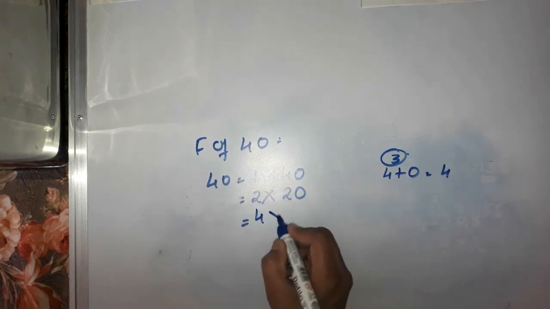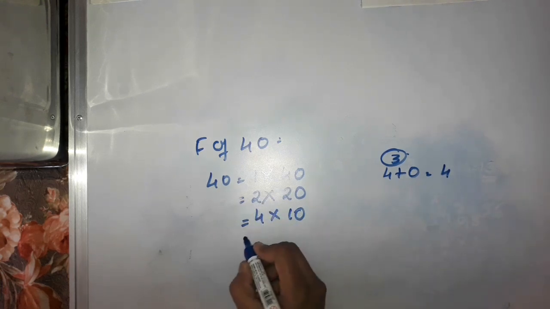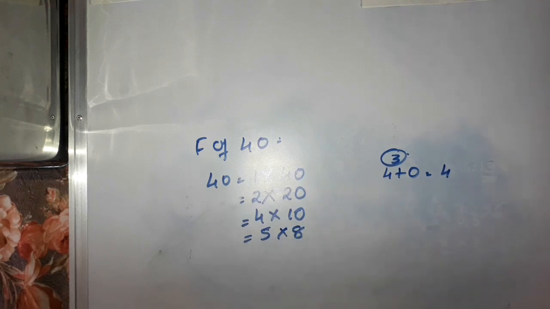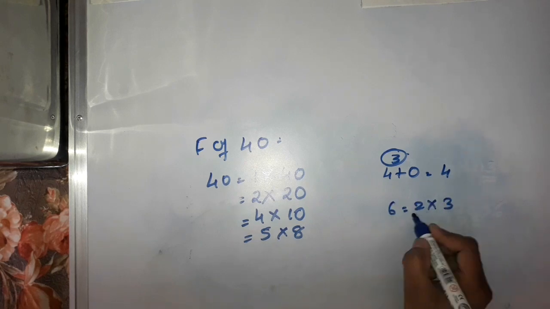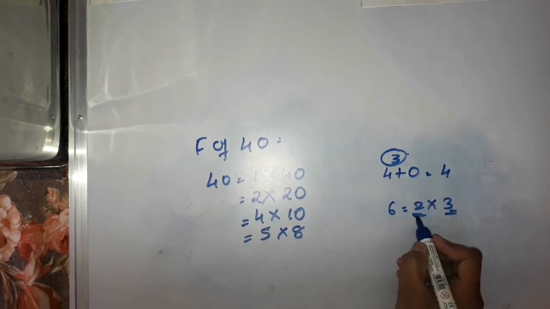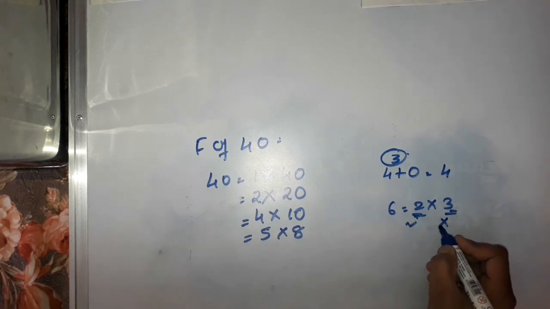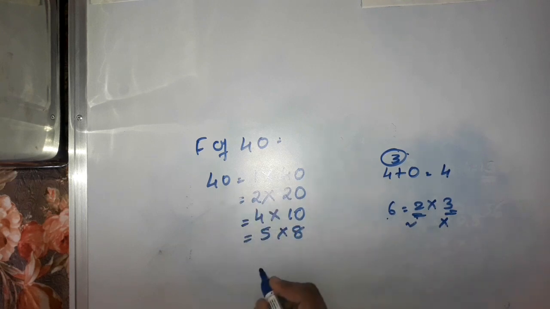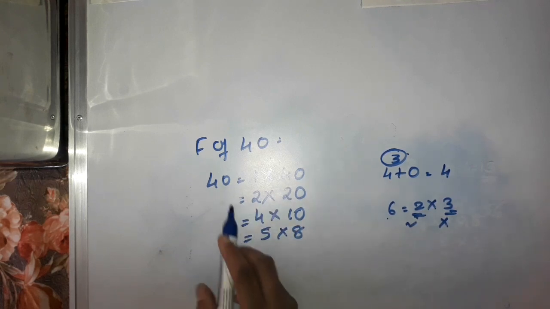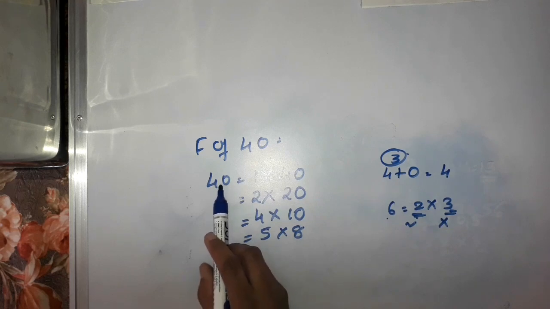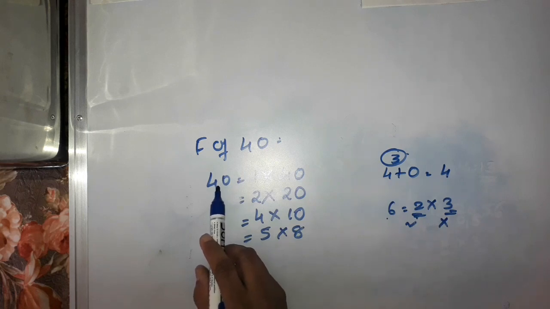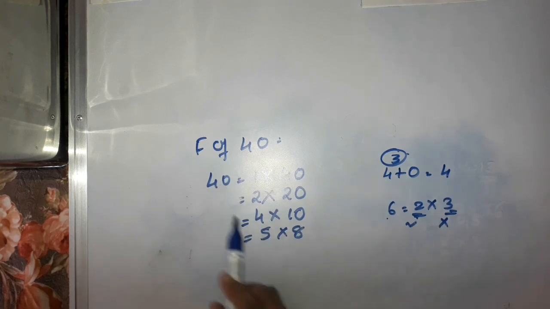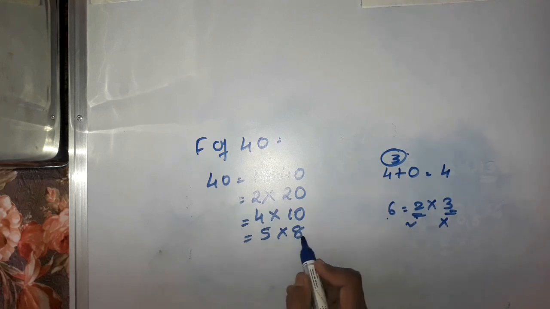Then after 3, 4 10s are 40. Yes, 5 8s are 40. Then 6. The number should be divisible by 2 and 3 both. So it's divisible by 2, but it's not divisible by 3. So it will not be divisible by 6. So 6 is not a factor. Then after 7, 7 7s are 49, 7 8s are 56, 7 4s are 28, 7 5s are 35 and 7 6s are 42. 40 doesn't come. So 7 is not the factor.